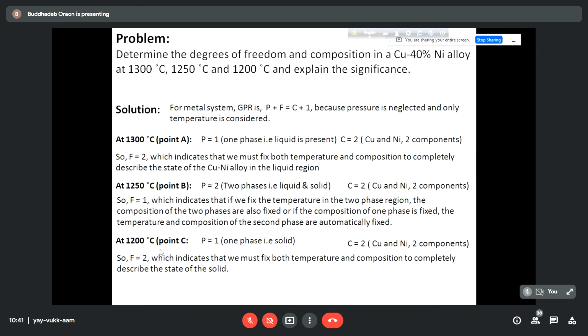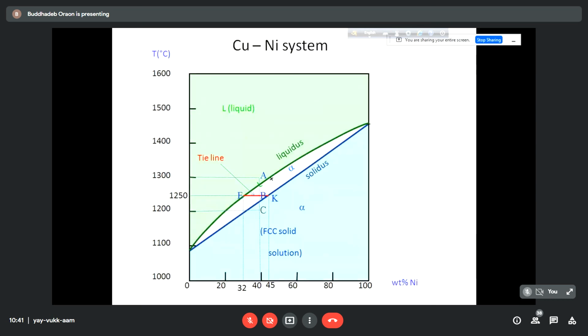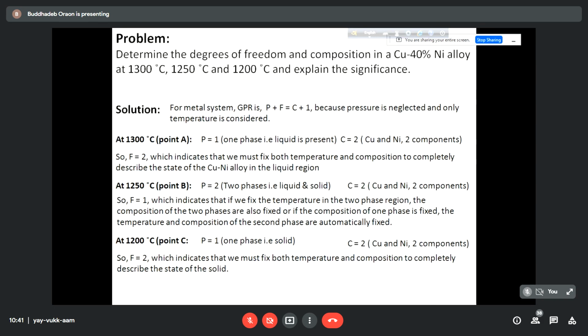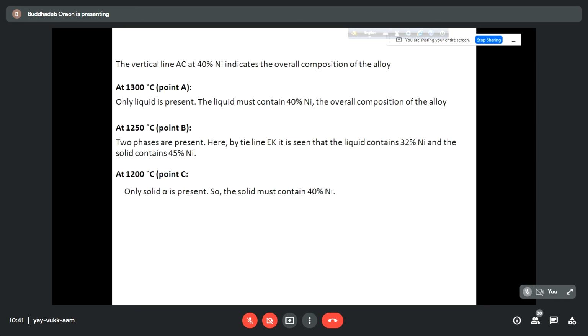Similarly, when you come to the solid phase at 1200 degrees centigrade, you are at point C, which is in the completely solid region. So here you have only one phase. Similar to the liquid, you will have to define both temperature and composition to completely describe the state of the solid. So this is the significance of the Gibbs phase rule. And from that you can understand.